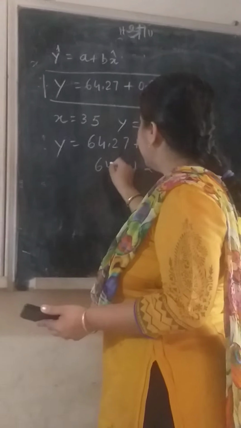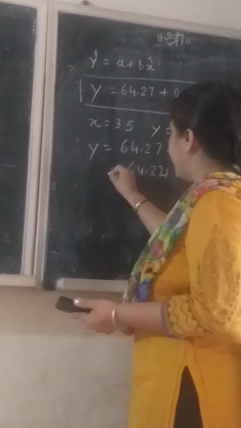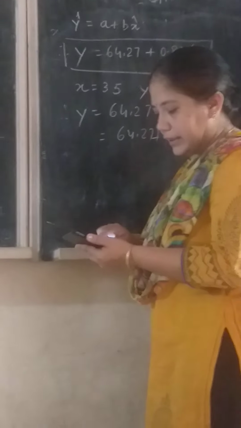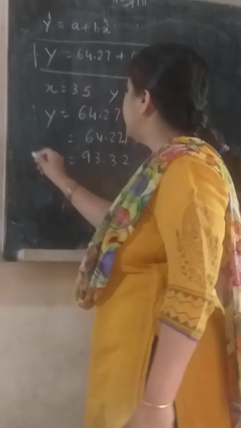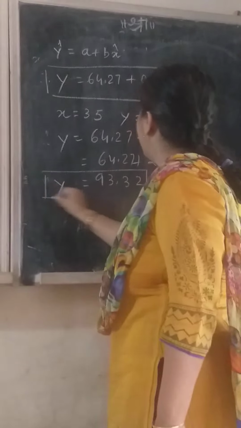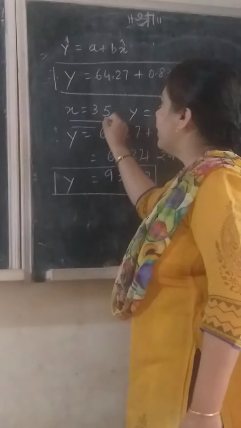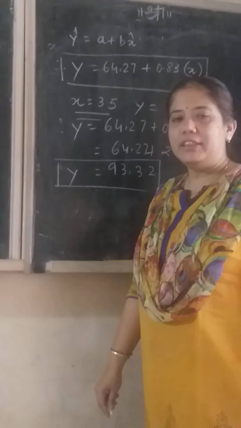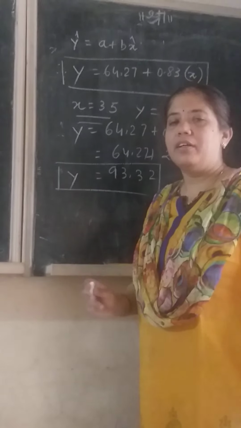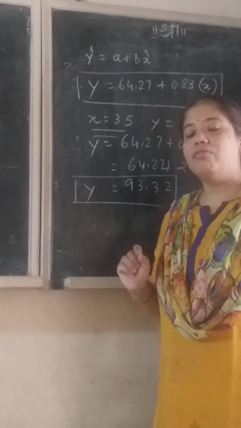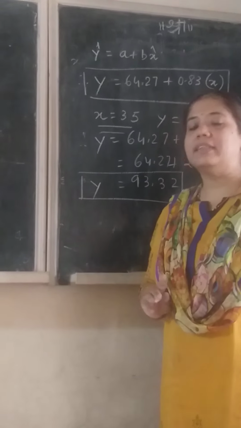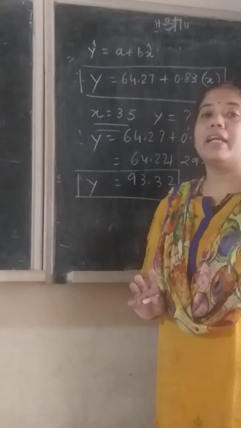I will add 64.27 to it, that comes out to be 93.32. So this is your estimate of y when x is 35. Right children? So this is one of the methods when you have to calculate the regression coefficient of y on x when x bar and y bar both are integers.